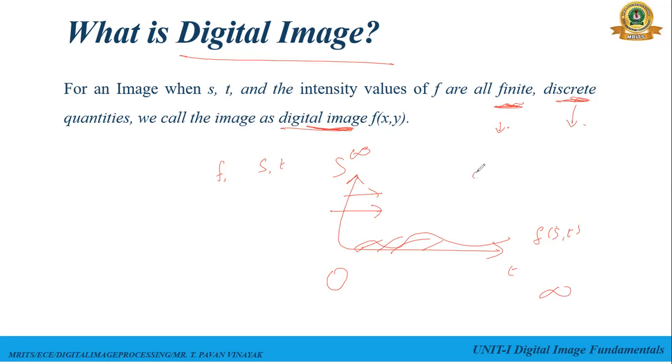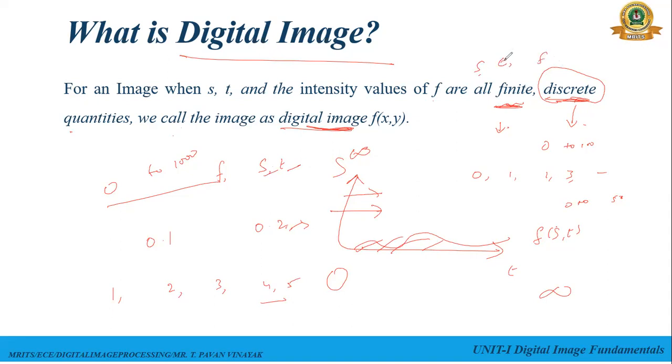Finite means we can say 0, 1, 2, 3, up to some range. 0 to 100 or 0 to 50, 0 to 1000. Okay, all are finite. Sometimes finite means 0.1 is finite, 0.2 is finite. But we said finite as well as discrete, meaning floating values are not possible, only integers, meaning 1, 2, 3, 4, 5. So the values of these s, t, and f intensity, all are finite and discrete. Then we call the image a digital image.